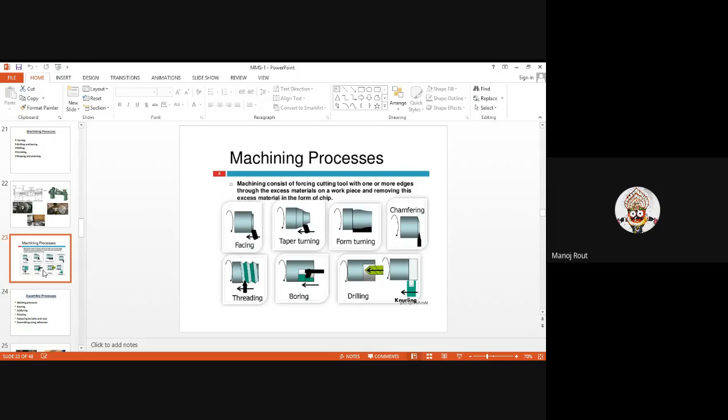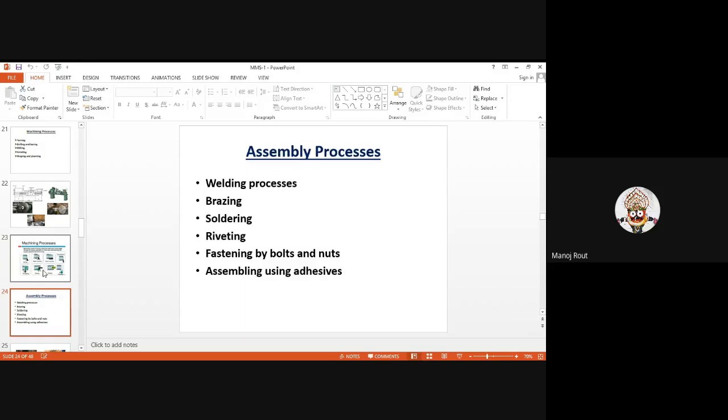Then the next ones are taper turning, form turning, chamfering process, threading process, boring, and the last one is drilling and knurling process. Going to the next slide. This is the last manufacturing process.